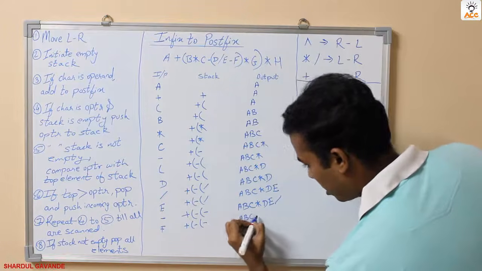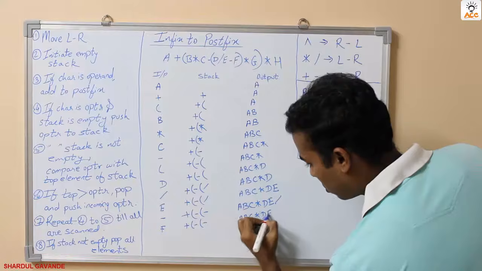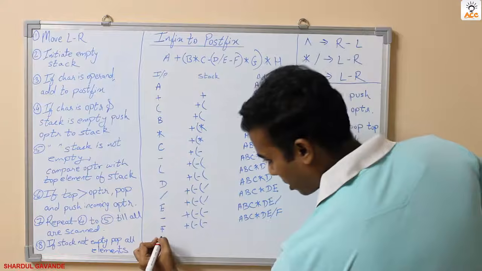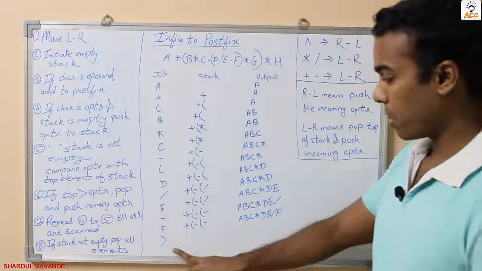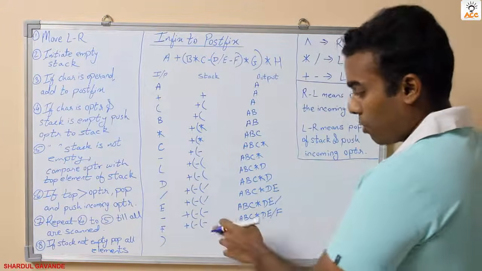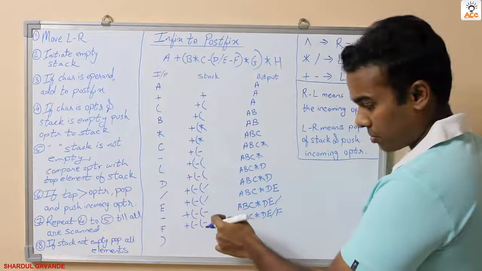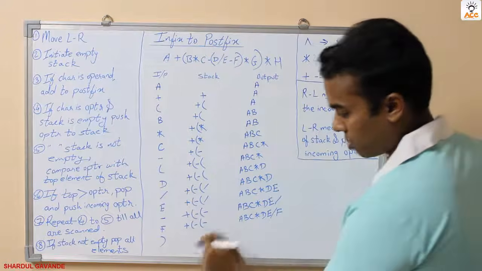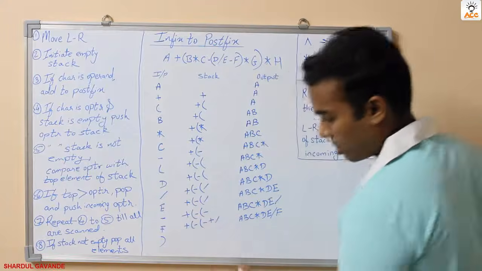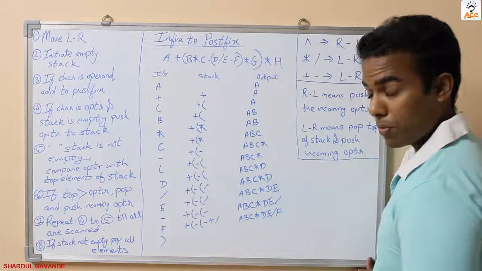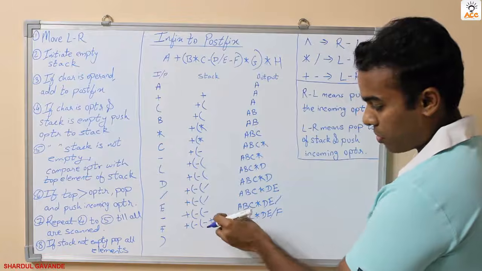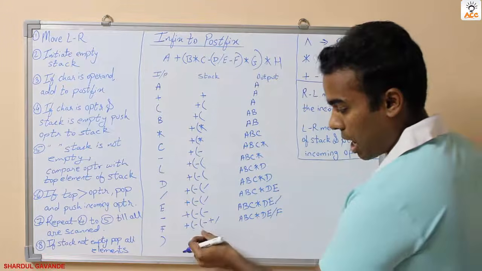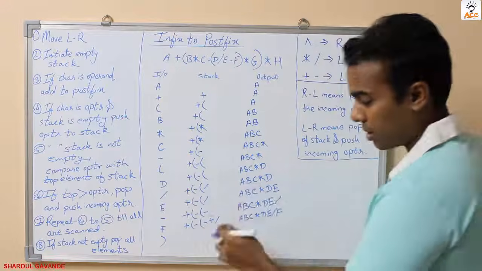Simply A, B, C. Here I will add the F value, slash F. Next I have a close parenthesis. Whenever I have a close parenthesis, I pop all the operators from the stack until I reach the open left parenthesis. For example, if I have plus and minus here and I come across a close parenthesis, all these operators, slash, plus, minus, would be popped out till I come across an open left parenthesis.